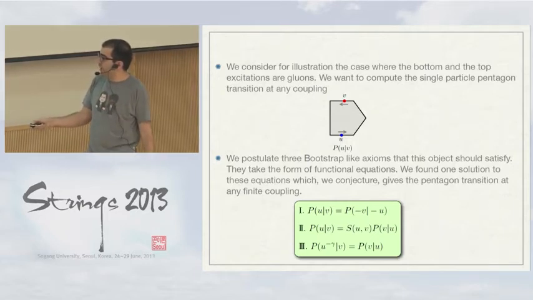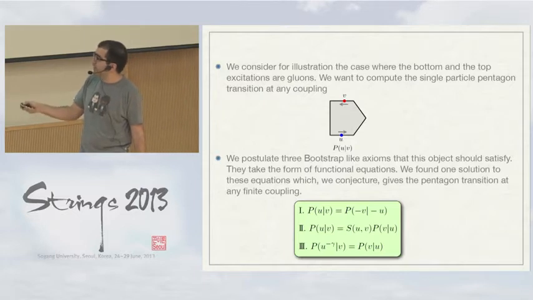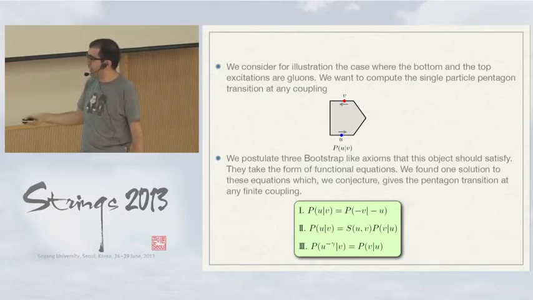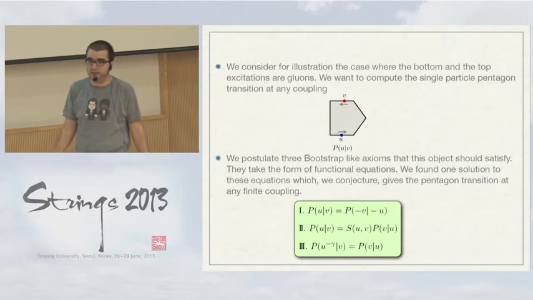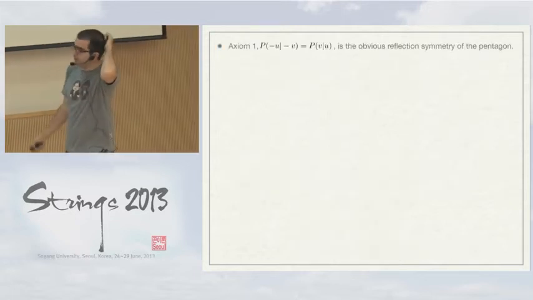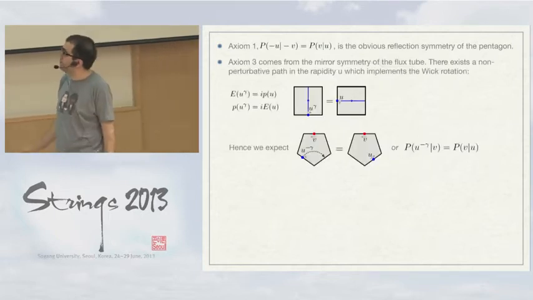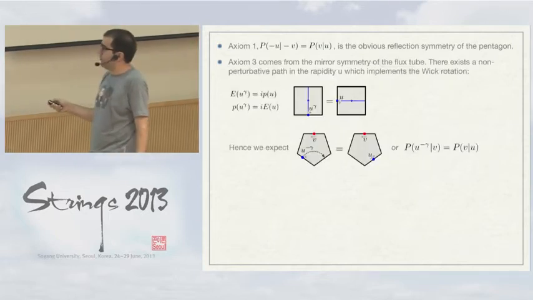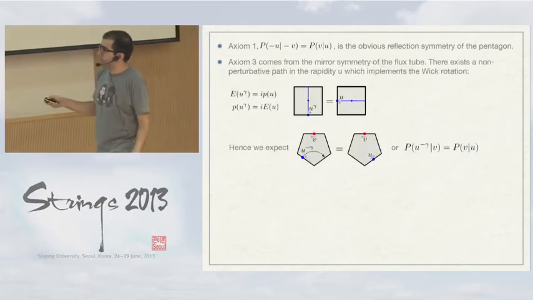If you flip u and v, of course, you get the same picture. You just should look at it from the other side of the blackboard. So this is just a reflection symmetry of the pentagon. Okay? So this one is just too trivial. The other ones are kind of more interesting, so I think I have time to discuss them. So axiom 3, but I'll do it very briefly. You can ask me if you want me to go through in more detail.